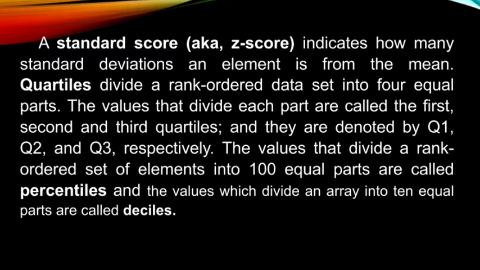Quartiles divide a rank order data set into 4 equal parts. The values that divide each part are called the first, second, and third quartiles, and they are denoted by Q1, Q2, and Q3 respectively. The values that divide a rank-ordered set of elements into 100 equal parts are called percentiles, and the values which divide an array into 10 equal parts are called deciles.